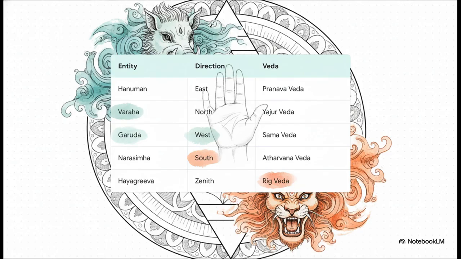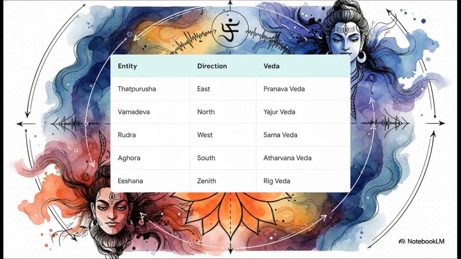swapped places too. See that? It's a perfect, clean reflection. And this brilliant consistency just keeps going. As we move up to Swadhisthana, you see the exact same thing happen. Vamadeva and Agora, who were assigned to north and south on the right-hand path, have now switched positions, perfectly aligning with the new Veda assignments.